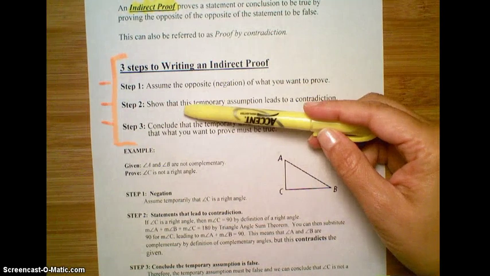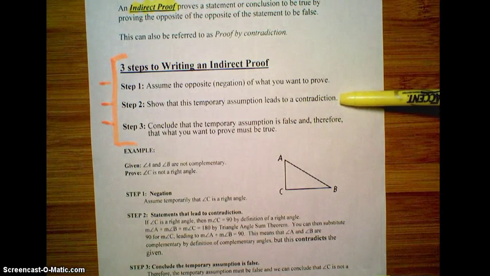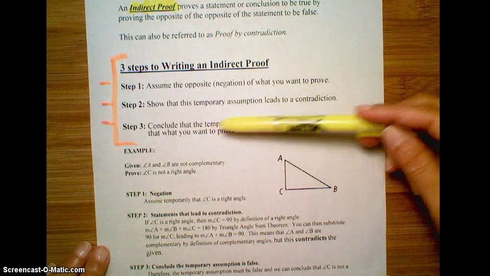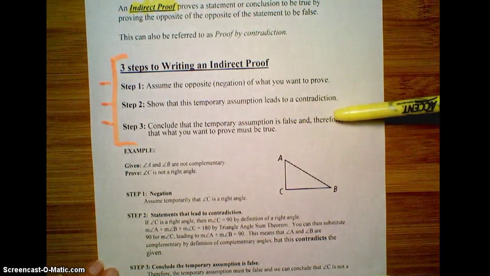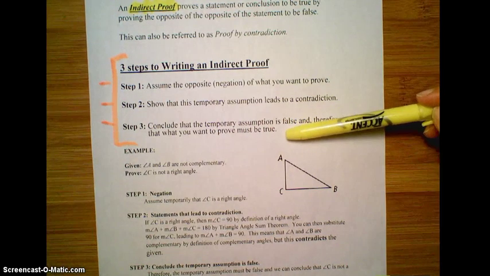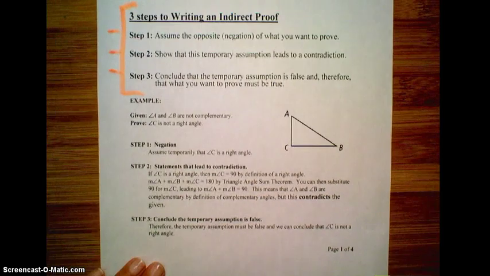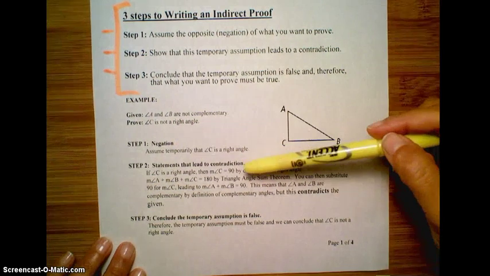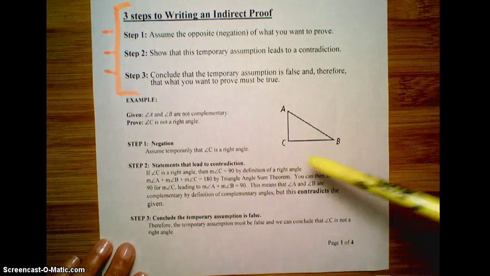Then step 2, you show that this temporary assumption leads to a contradiction, and you're going to do that by following the given and seeing where it leads you. Step 3, you're going to conclude that the temporary assumption must be false, and therefore what I want to prove must be true. Okay, so at the bottom of the page you'll see an example, and in this example we walk through the steps again. Negation, statements that lead to a contradiction, and concluding the temporary assumption is false.